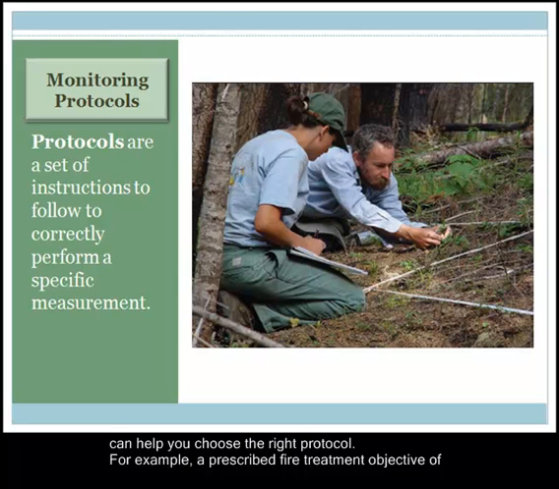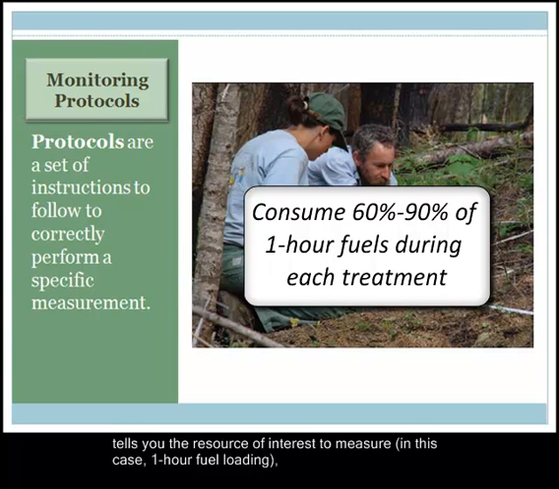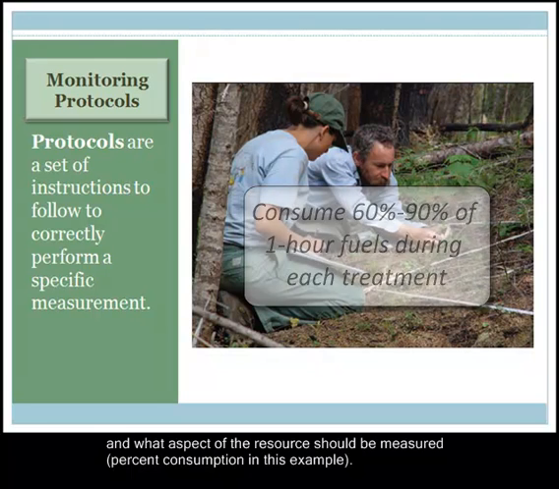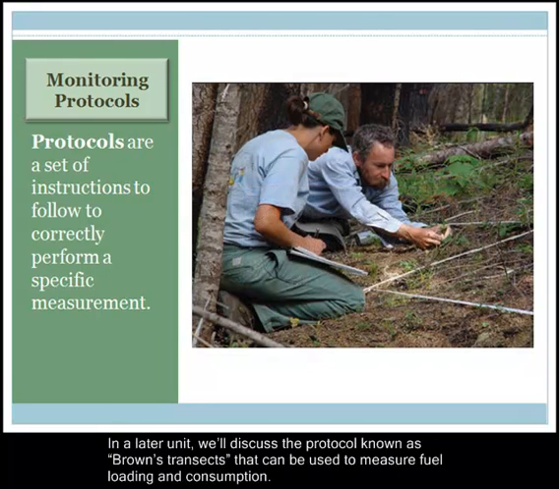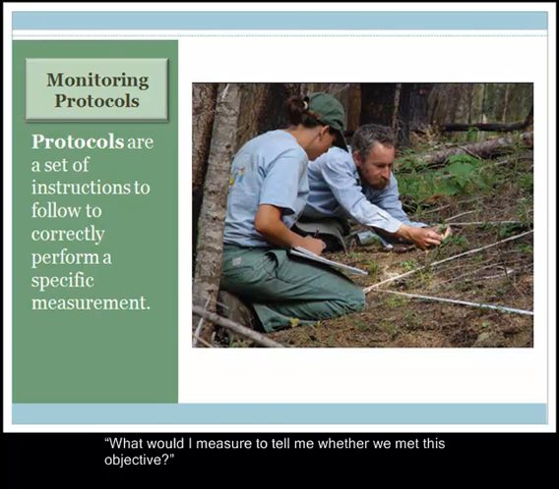For example, a prescribed fire treatment objective of consume 60 to 90% of 1-hour fuels during each treatment tells you the resource of interest to measure, in this case, 1-hour fuel loading, and what aspect of the resource should be measured, percent consumption in this example. In a later unit, we'll discuss the protocol known as Brown's Transects that can be used to measure fuel loading and consumption. Simply put, a monitoring protocol can be chosen by looking at the project objectives and asking yourself, what would I measure to tell me whether we met this objective?